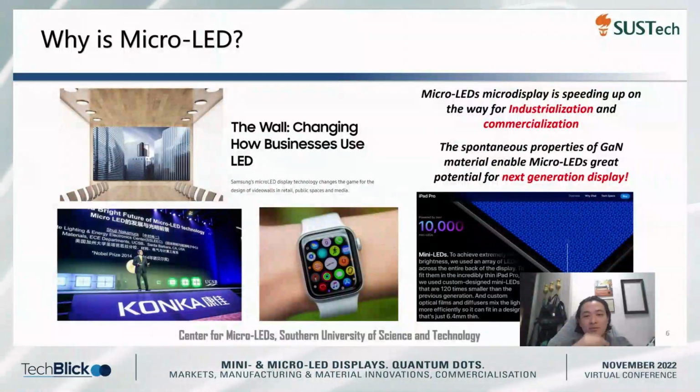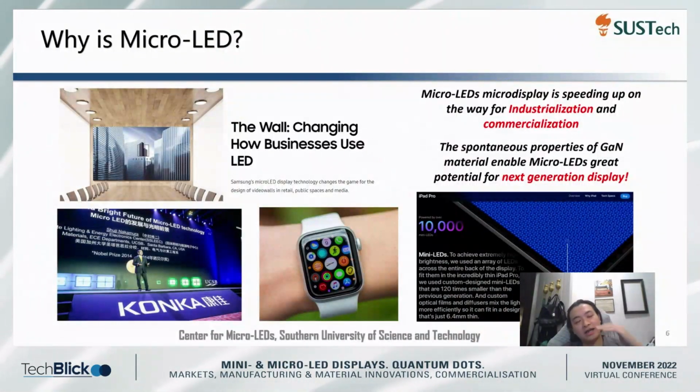In fact, Apple has been interested in using micro LEDs for Apple Watch since 2014. Four years later, Samsung introduced the famous micro LED product, The Wall, at CES 2018. And Konka also paid more attention to micro LED last year, maybe the year before last. Especially this year, the new iPad Pro uses mini LED backlighting to reach a high contrast ratio. So I would say micro LED display is speeding up on the way to industrialization and commercialization.